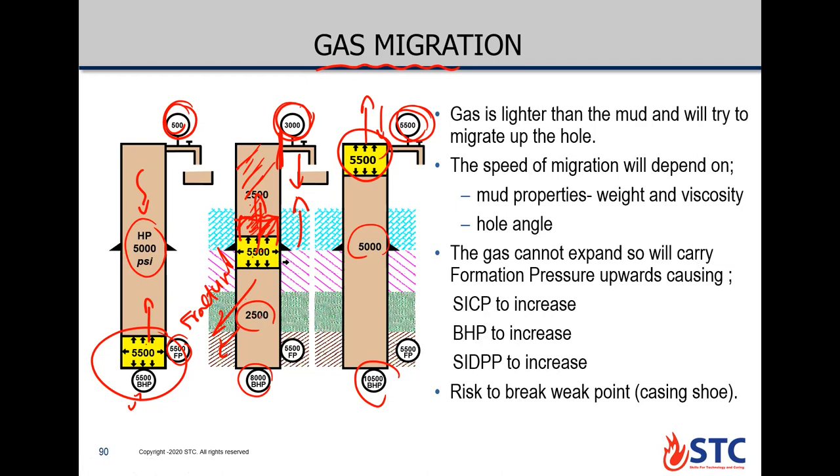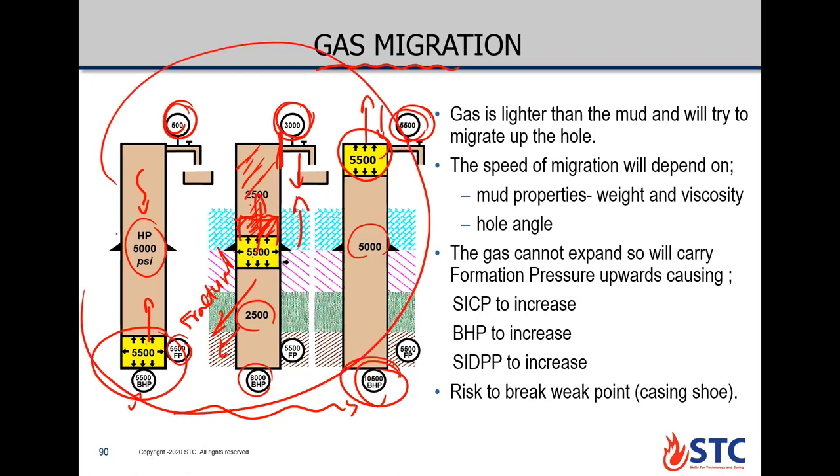Of course, in an actual case, you can't increase the bottom hole pressure that much, from 5,500 to 10,500, so you have an additional 5,000. For sure you would frac the formation. But this is just to get the point of gas migration. There is no actual case with an increase of 5,000 PSI; you for sure frac the formation.